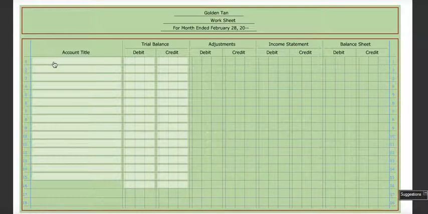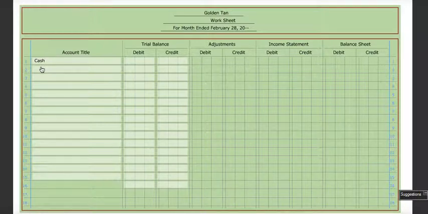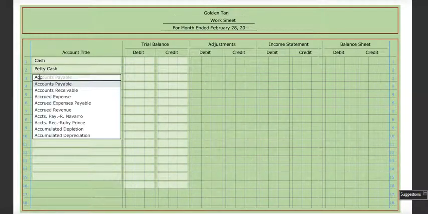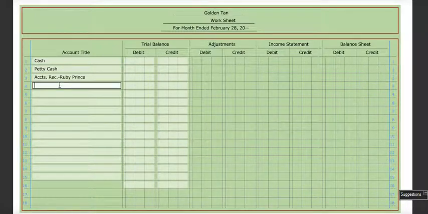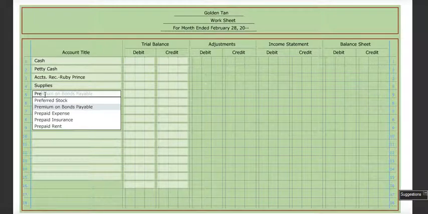Now, account titles, line 1, you're just going straight down the list here. We have cash. What I like to do is go through and put my accounts all in first. I'm going to go right down, petty cash. These are all given to me in my book. Accounts receivable, we have Ruby Prints. Supplies. One big error you could run into as you're doing this is if you miss one. You'd have to go through and erase them all and put them all back in the correct order.